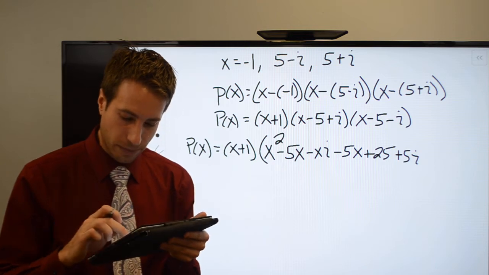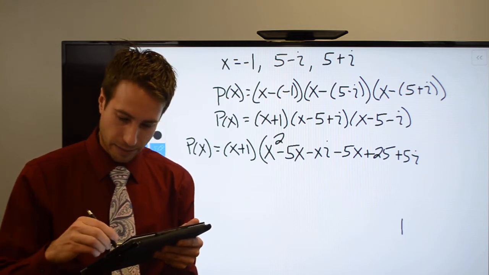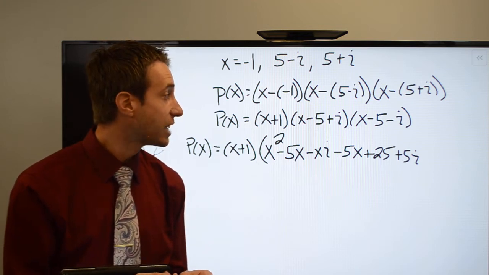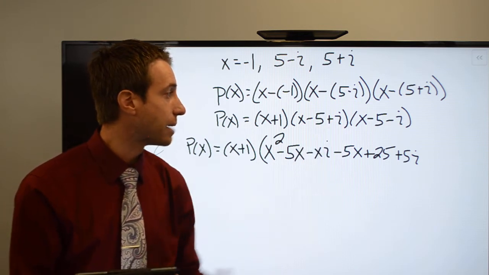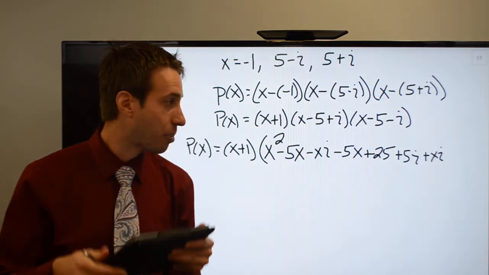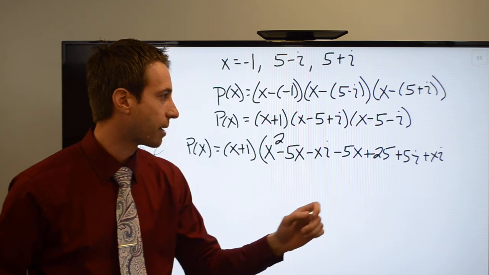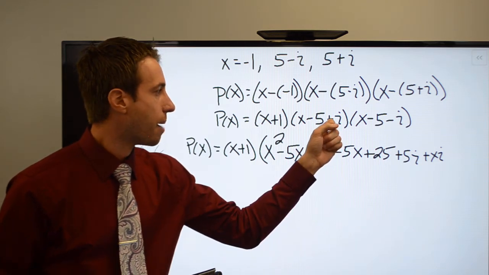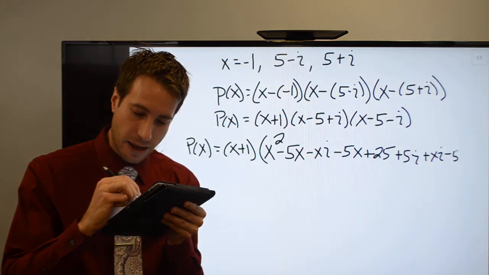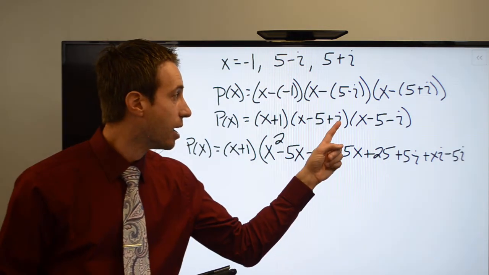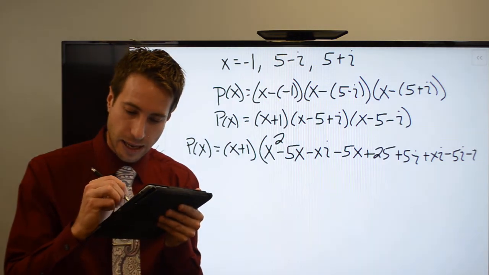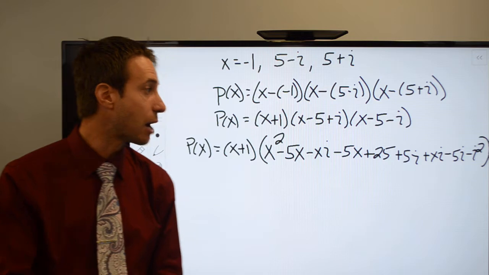And now the last one. Sorry about that, stray marks. Okay, the last one is going to be i. i times x is going to be plus xi. I apologize, I keep squeezing on you guys. i times negative 5 is going to be minus 5i. And then the last one, i times negative i would be a negative i squared, minus i squared.